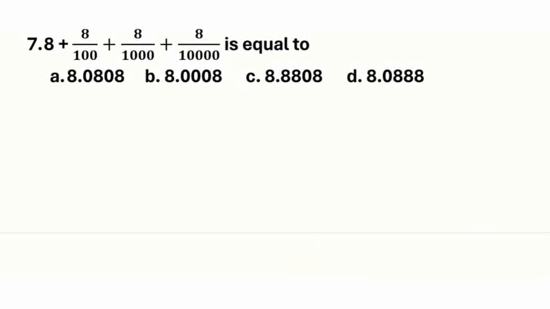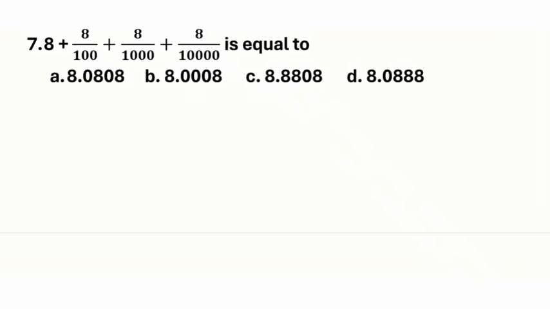So here is the seventh question, and the question is 8 plus 8 by 100 plus 8 by 1000 plus 8 by 10,000 is equal to. So children, the options are 8.0808, 8.0008, 8.8808, 8.0888. Okay, so it's a very interesting concept, and it is a very simple one also if you understand well, because I'm going to teach you in a very short way.